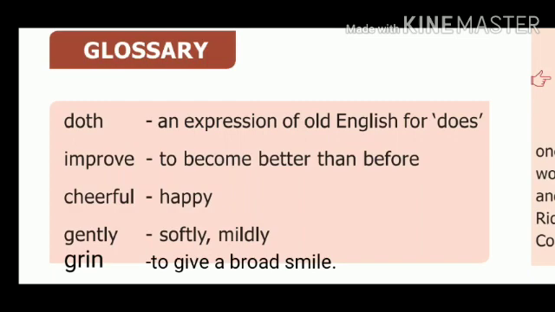Now, look at the glossary. Death, an expression of Old English for does. Improve, to become better than before. Cheerful, happy. Gently, softly, mildly. Grin, to give a broad smile.